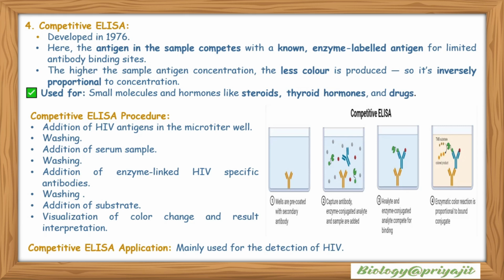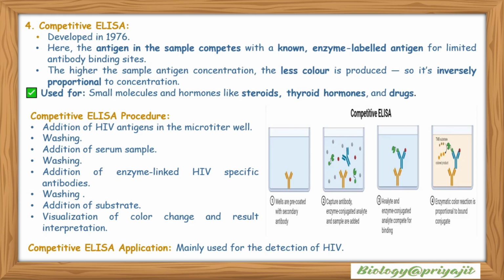Competitive ELISA. The basic concept of this type is that competition of binding occurs between the sample antibodies, if present, and enzyme-linked secondary antibodies to the antigen. If the sample contains specific antibodies of interest, they will bind to the antigen and won't allow the enzyme-linked antibodies to bind with the antigen, which are then washed away.